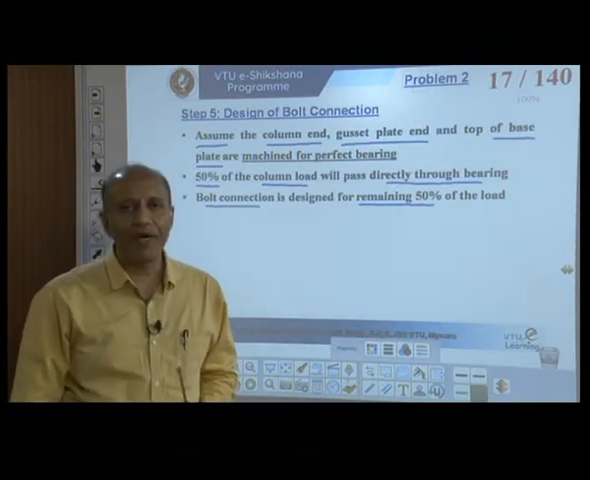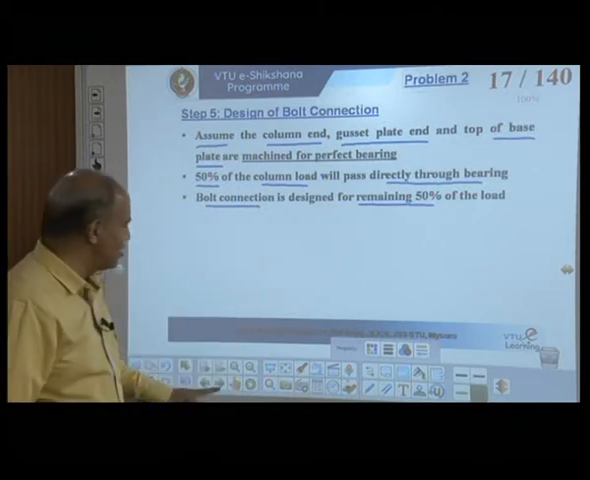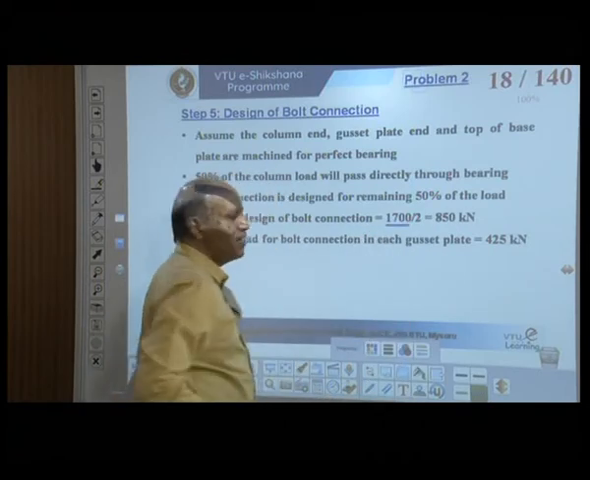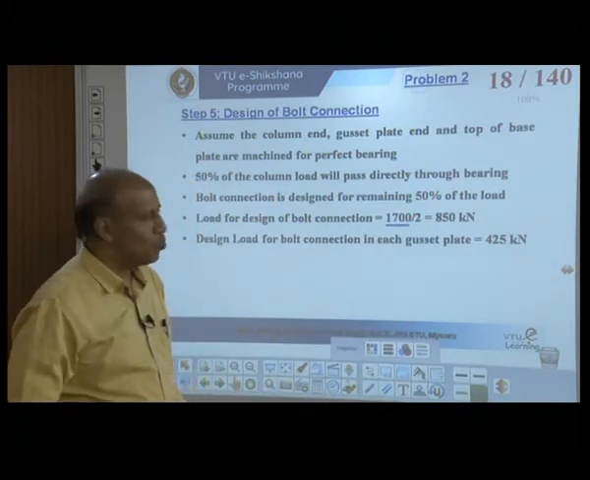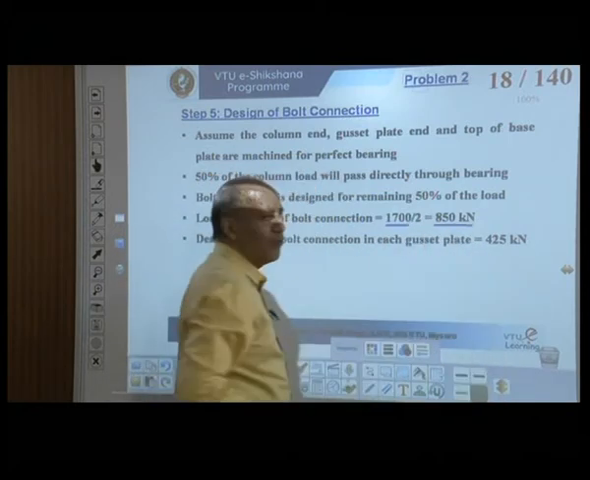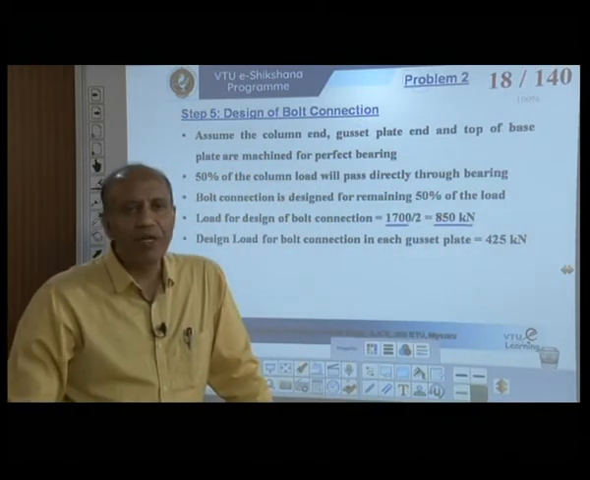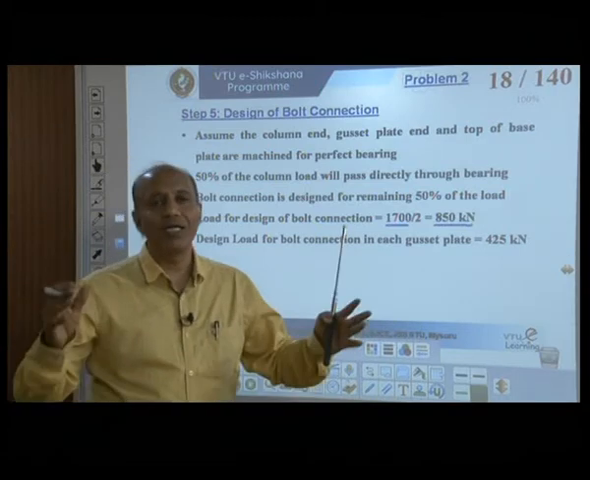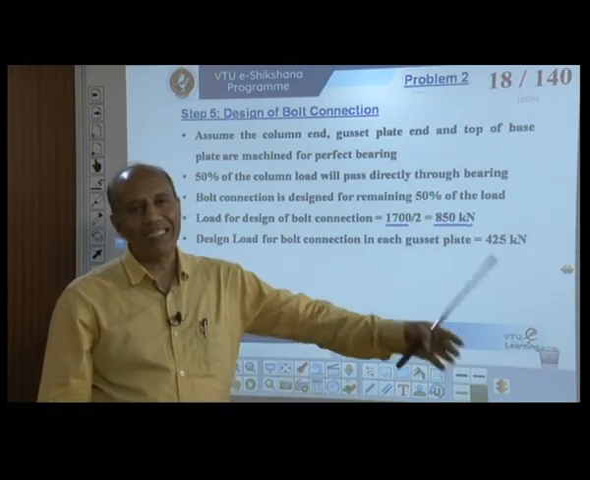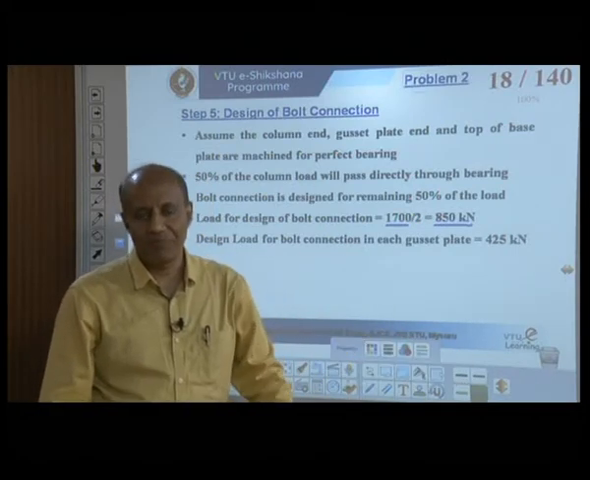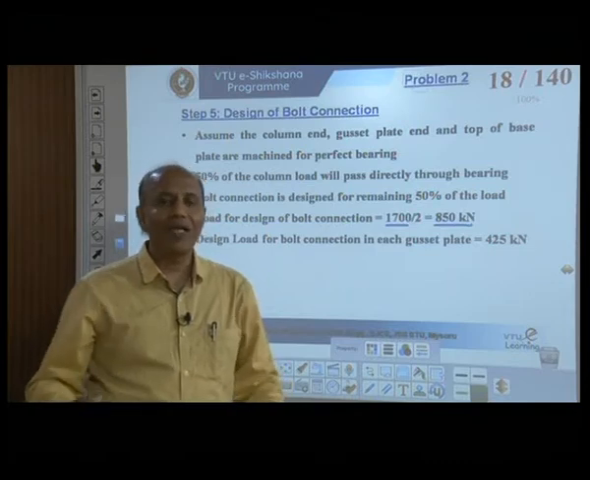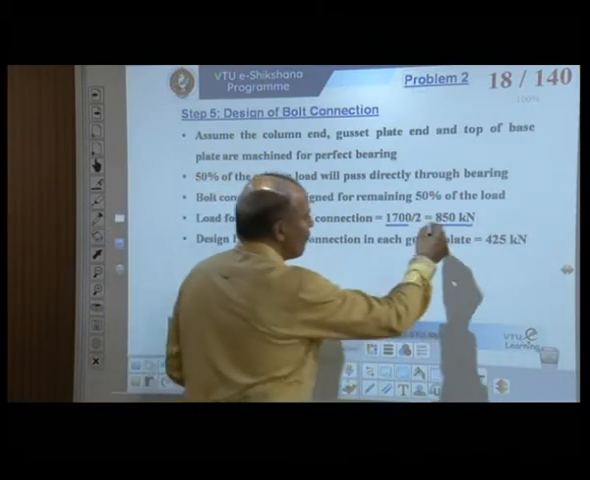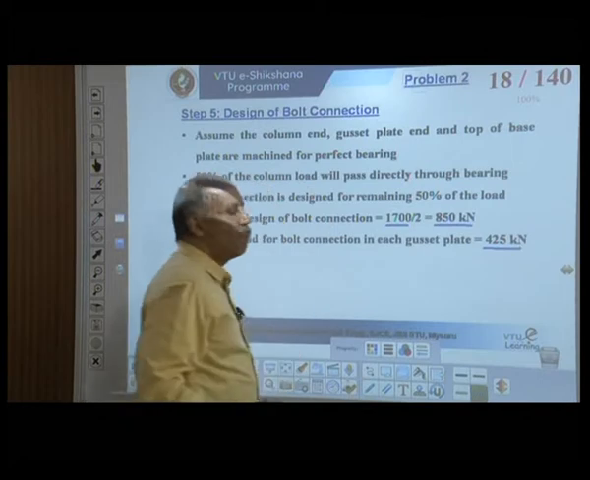Is it all right? This is a very important thing that you should understand in this particular case. As I told you, the factored load is 1700. Half of that is what you are going to take, that would be 850 kilonewtons, in the design of the bolted connection. There are two gussets here, one on that side of the flange and the other on this side. So, the load at each flange will be half of this, that means half of 850, that would be 425 kN.